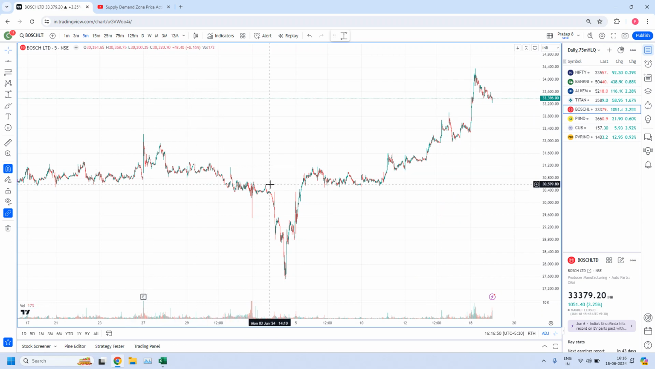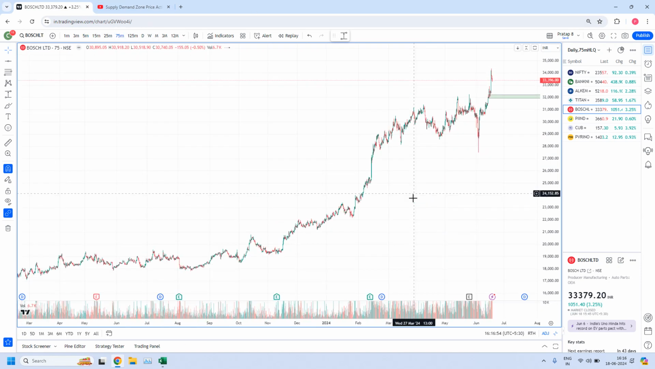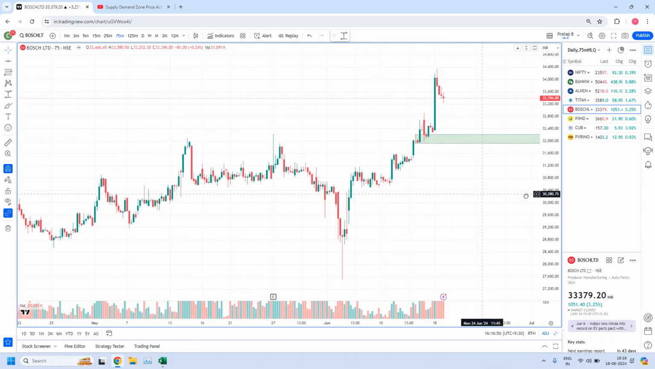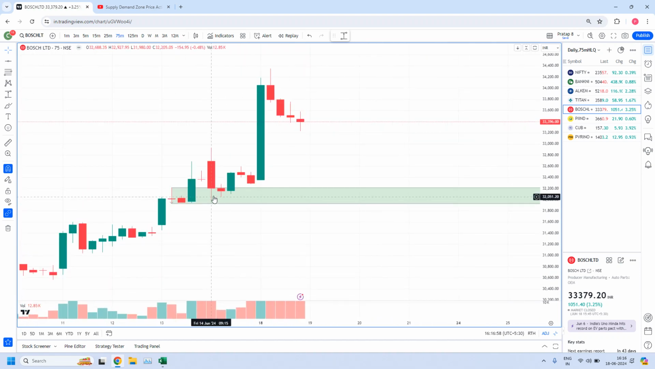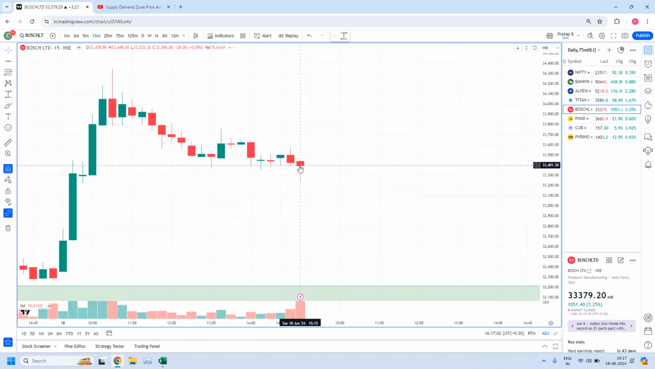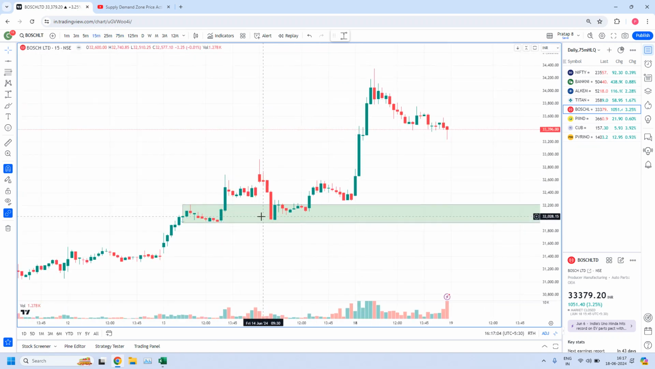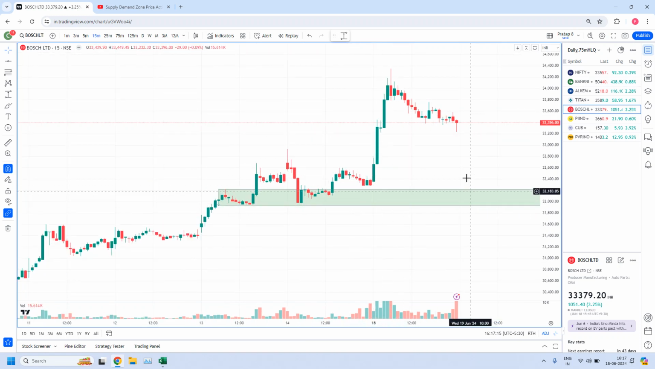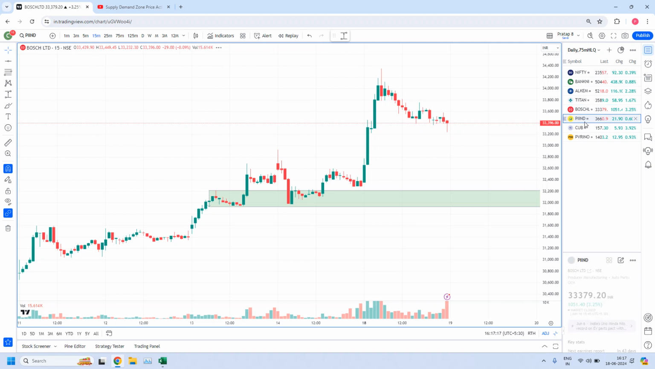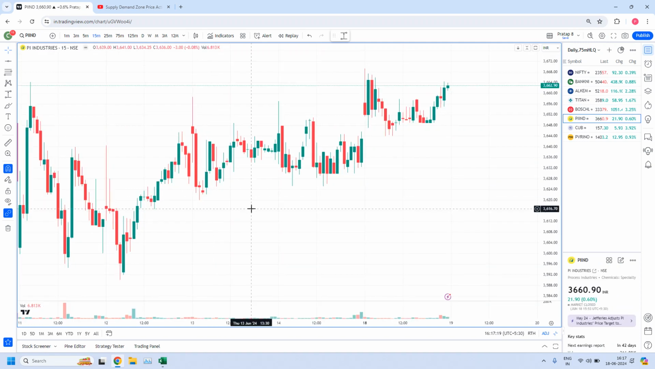Next one is Bosch. This is a 75 minutes high liquidity demand zone. So rally base rally, but in the 15 minutes time frame, I didn't find any proper price structure. That means this zone will be violated easily, so we didn't plan any trade on this. Anyway, prices didn't come into this zone.